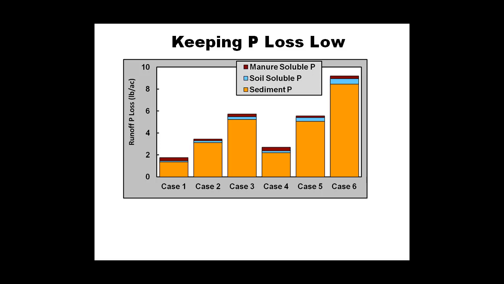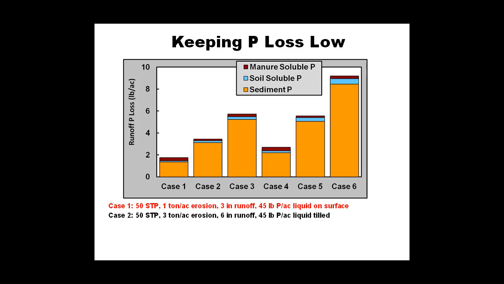So I have six different cases here. The first case, we have 50 parts per million soil test P, 1 ton of erosion, 3 inches of runoff. We're applying manure on the surface, dairy manure, liquid manure, 45 pounds of P per year. We're down to less than 2 pounds per acre of runoff. Case two, if I start to increase my erosion and runoff, I'm doubling those. Same soil test P, same manure. This is what it's doing to my phosphorus loss.